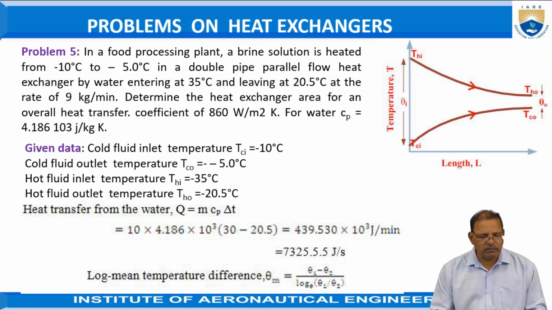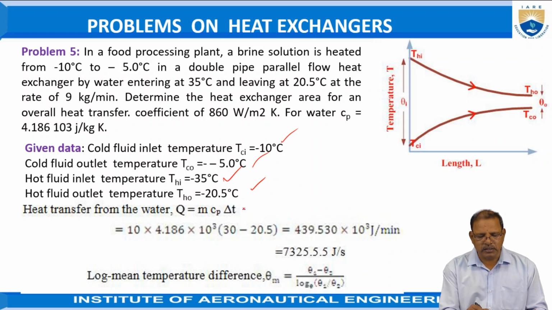Okay, what is given in the problem is the cold fluid inlet temperature, that is the brine solution, minus 10 degree centigrade. Now, the cold fluid outlet temperature, because after extracting heat from the hot fluid, the temperature increases to minus 5 degrees centigrade. Hot fluid inlet temperature, that is the water, is given as 35 degrees centigrade. Hot fluid outlet is given as 20.5 degrees centigrade.